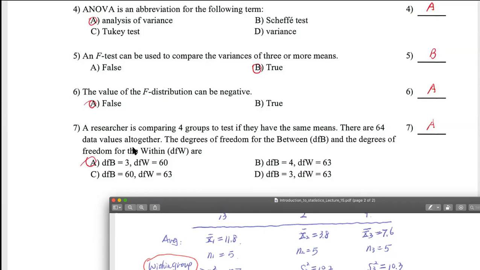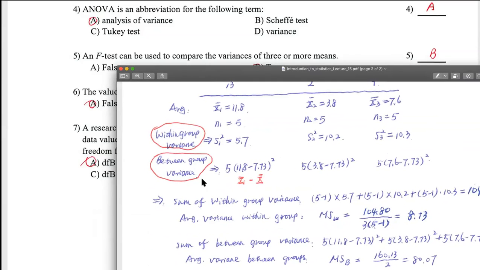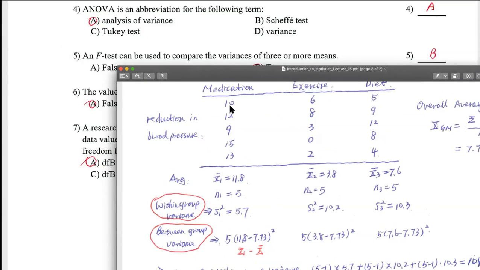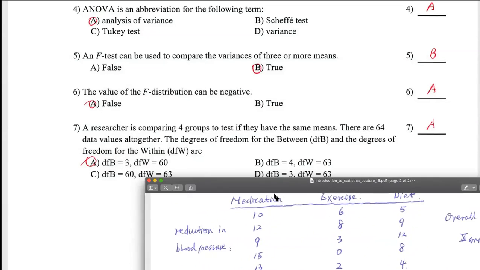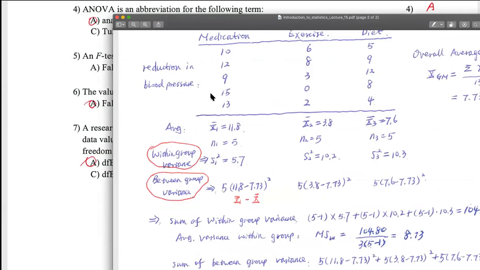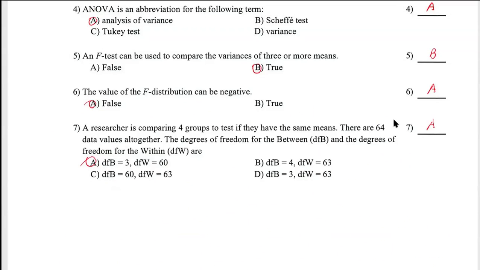Now, what's the degree of freedom for the within, right? W for within. If you remember this formula here, within each group is equal to like 5 minus 1 plus 5 minus 1 plus 5 minus 1. That's one way to do that. Another way is, altogether you have 15 data points here, minus 3 groups. So you get 12. Similarly, how many total data points here? 64 data points, minus 4 groups. So it's 60. The answer is A, everybody. So you can write down the degree of freedom for within is equal to number of data points minus number of groups. Hopefully it's clear.